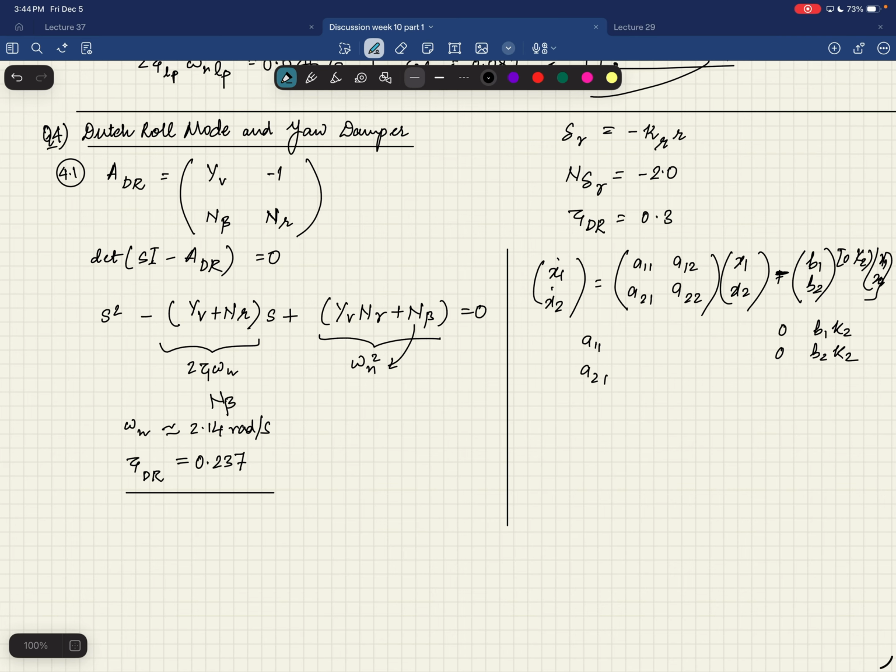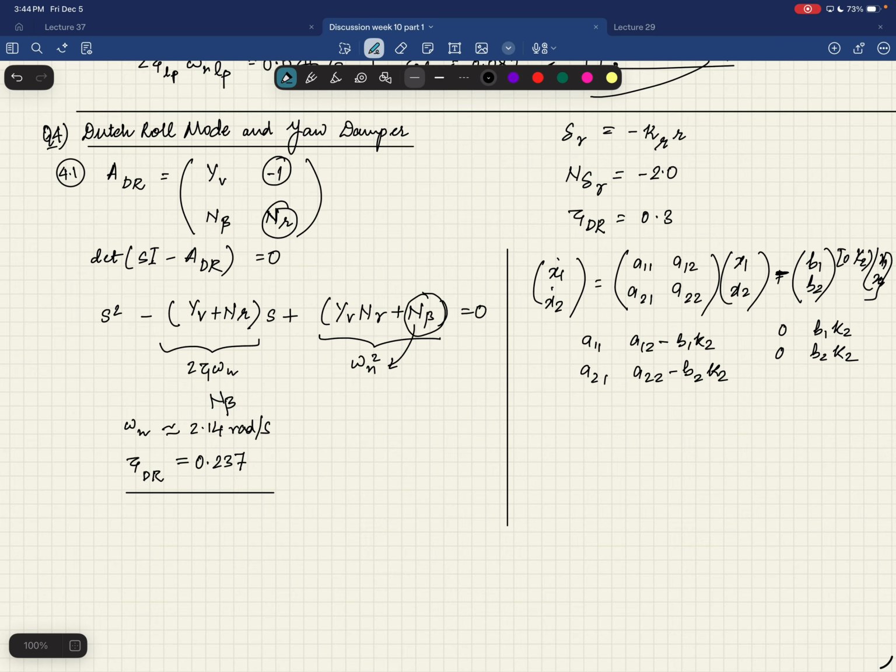Yeah, I've done the matrix multiplication correctly. Okay. A12 minus b1 k2, a22 minus b2 k2, which means what is getting changed? A constant is getting changed. And what else is getting changed? nr. Okay.